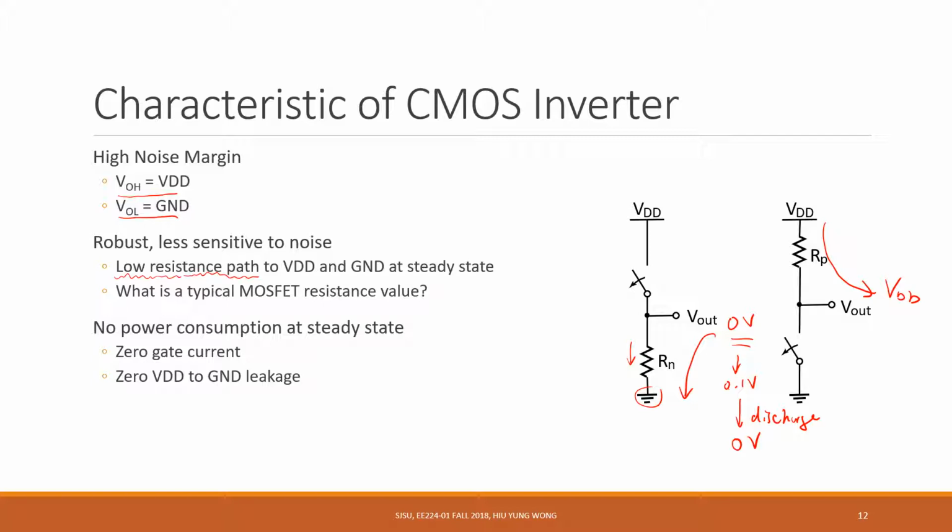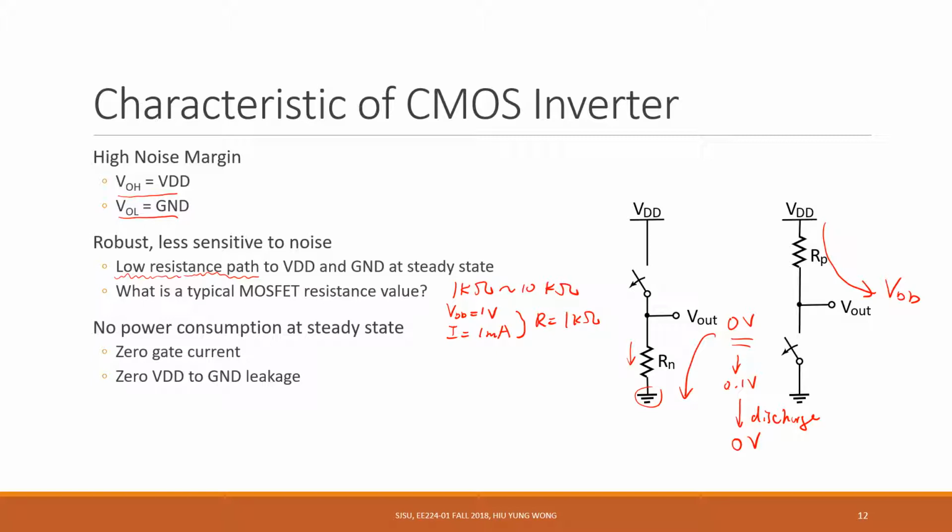Okay? And by the way, what is a typical resistance of a MOSFET? You can just tell people it's about 1 kilo ohm. Why? Because usually VDD is in the order of 1 volt, and when you turn on the transistor, usually the I is in the order of 1 milliamp, right? So this one is about 1 kilo ohm. So it's about 1 kilo ohm to 10 kilo ohm range.